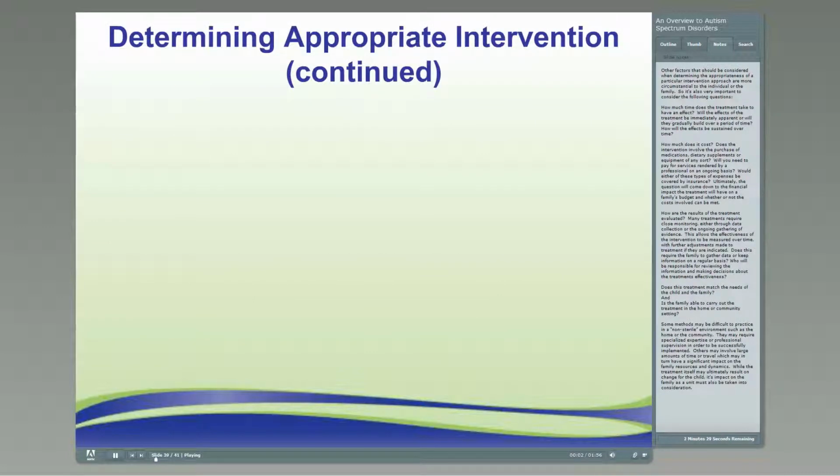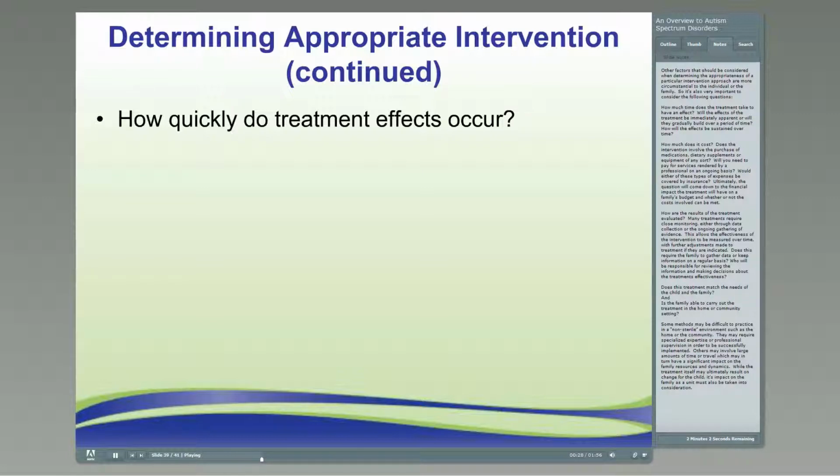Other factors that should be considered when determining the appropriateness of a particular intervention approach are more circumstantial to the individual or the family. So it's always very important to consider the following questions. How much time does the treatment take to have an effect? Will the effects of the treatment be immediately apparent, or will they gradually build over a period of time? How will the effects be sustained over time?